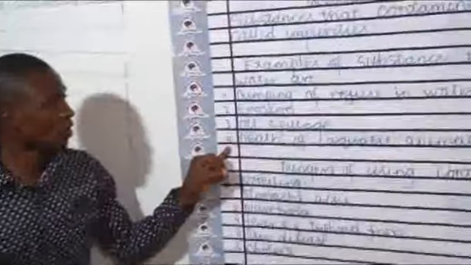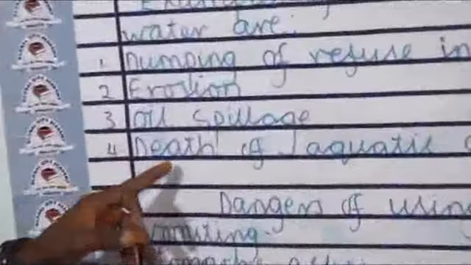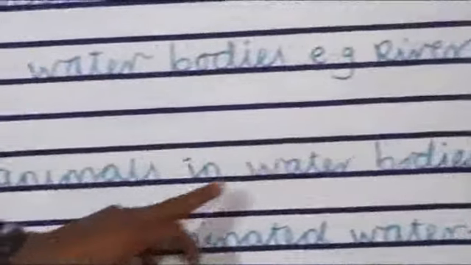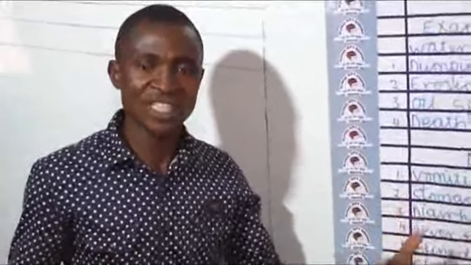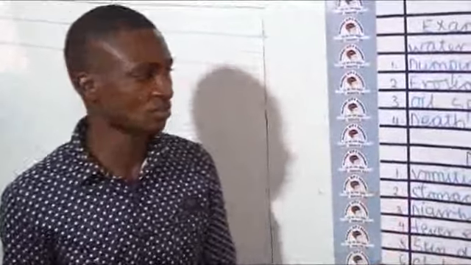Number 4, death of aquatic animals in water bodies. Aquatic animals are animals that live in water, e.g., fish. And when those animals die in the water bodies, they contaminate the water by making the water unfit for drinking.